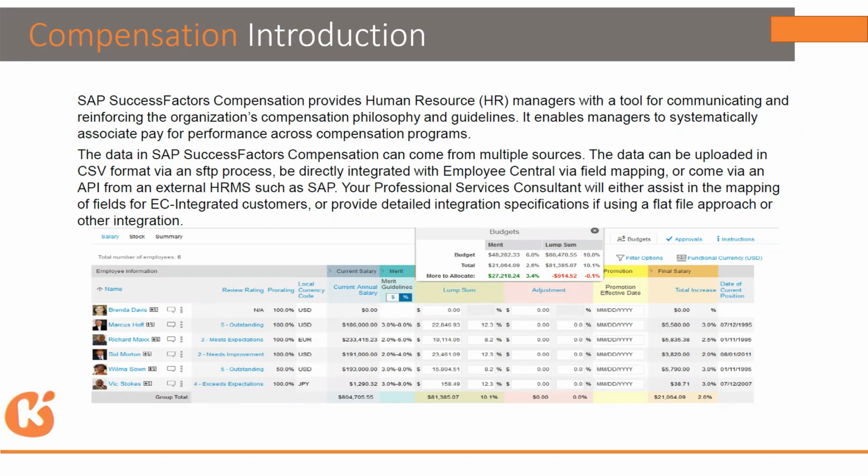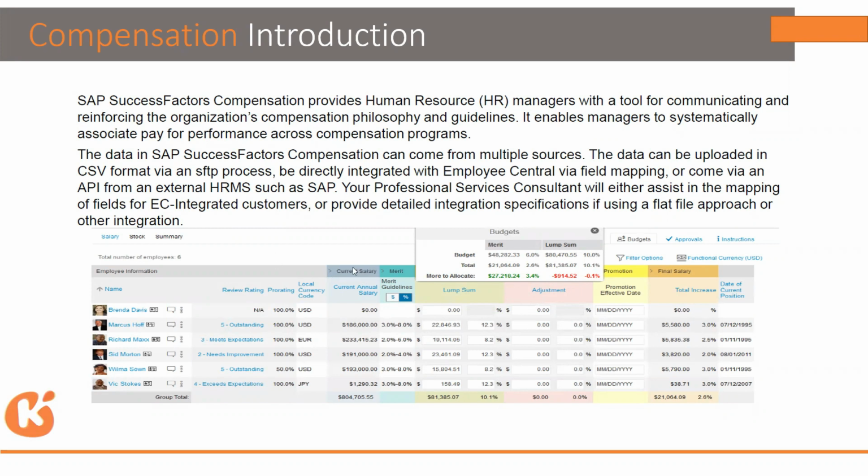These are known as a group. You can see this current salary, merit, lump sum, adjustment, promotion, final salary. What is the adjustment column for? It is like you're adjusting certain salary. You are giving some adjustment, so those kinds of details come as an adjustment.